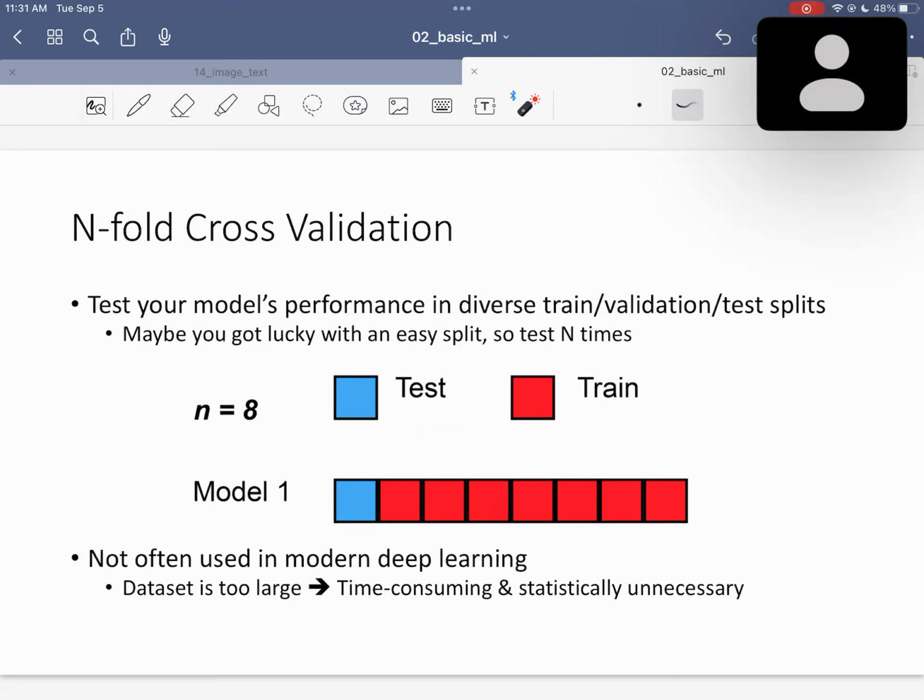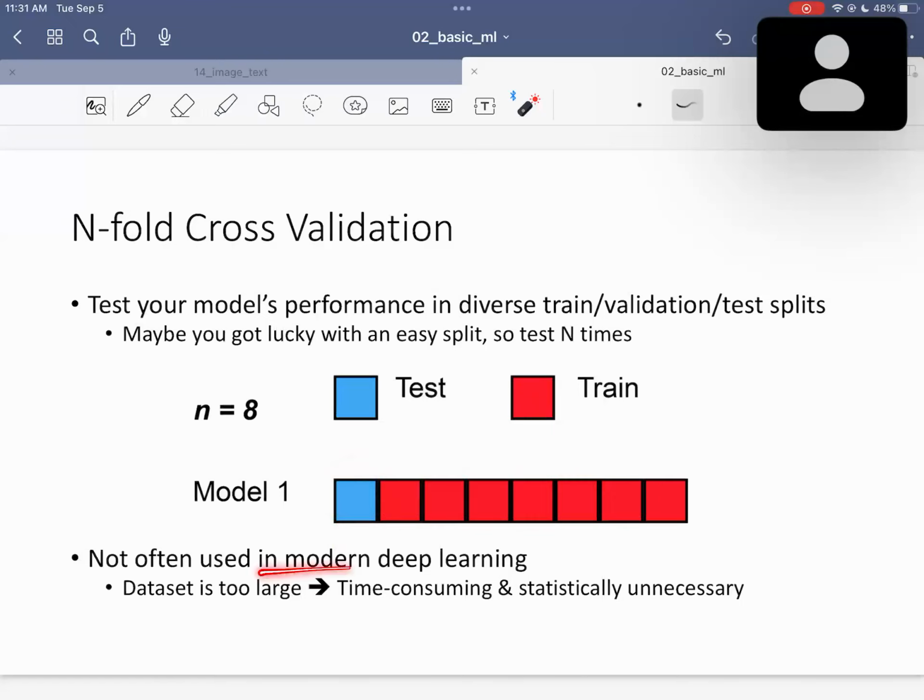So yeah, and this n-fold cross-validation is not often used in modern deep learning. People still, I mean, it's a very good practice to use n-fold cross-validation because it gives you a much better estimation of how well your model is doing, because you're not testing it only one time. You're testing it n number of times with different combinations of train, validation, and test set.